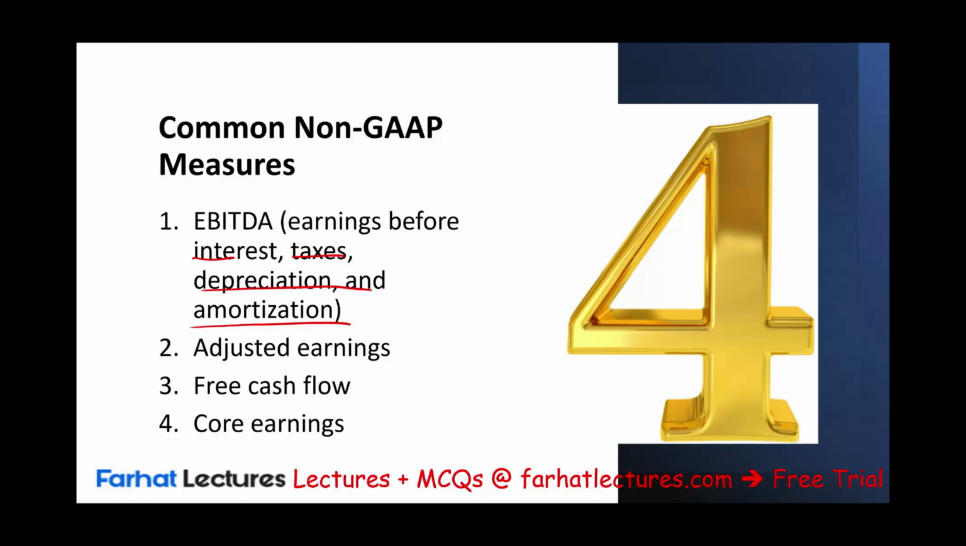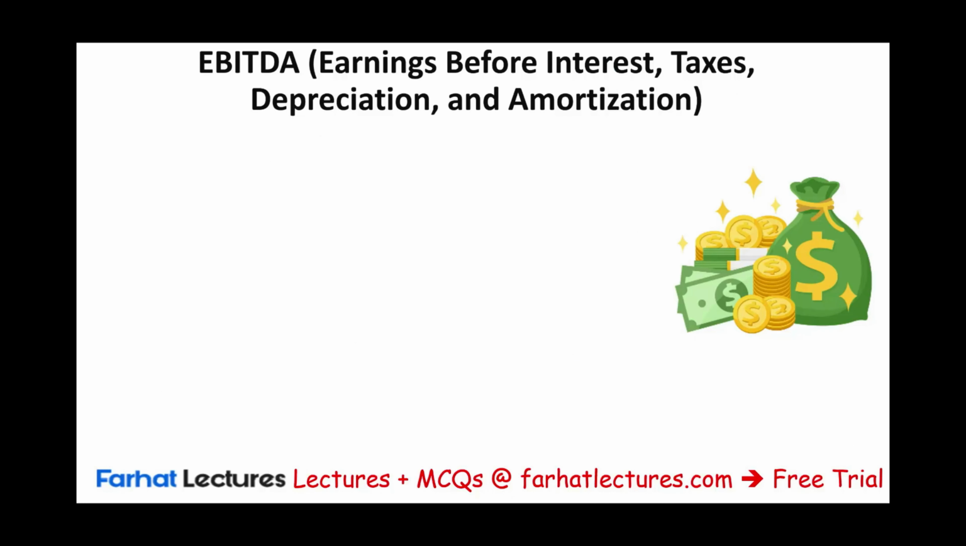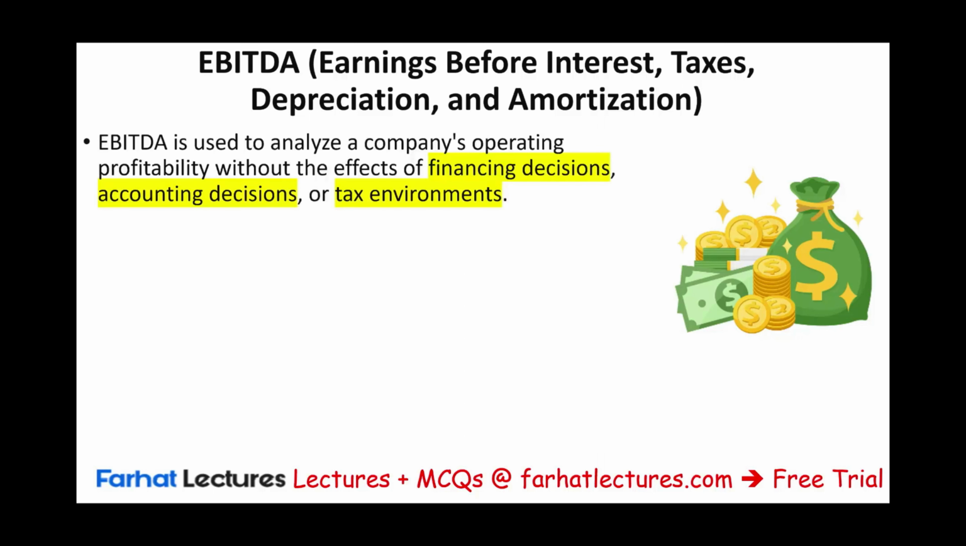What's the point of these non-GAAP measures? As I told you, trying to look better. That's all there is to it. Starting with earnings before interest, taxes, depreciation, and amortization. What is this number telling us? Well, it's giving us the operating income of the company before we take into account financing decisions. What's a financing decision? A financing decision is interest, is debt.